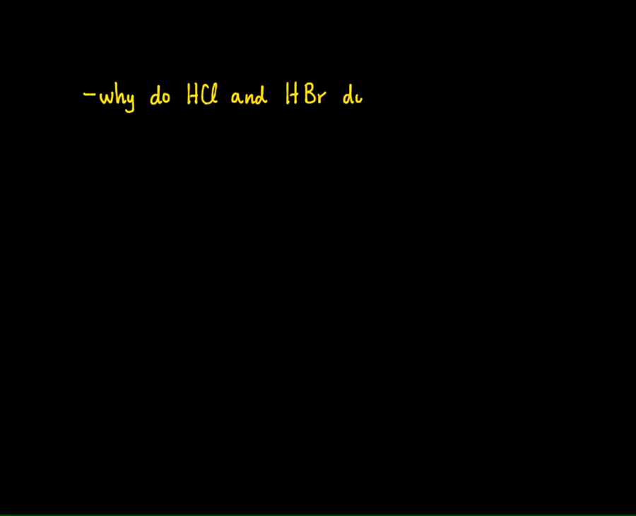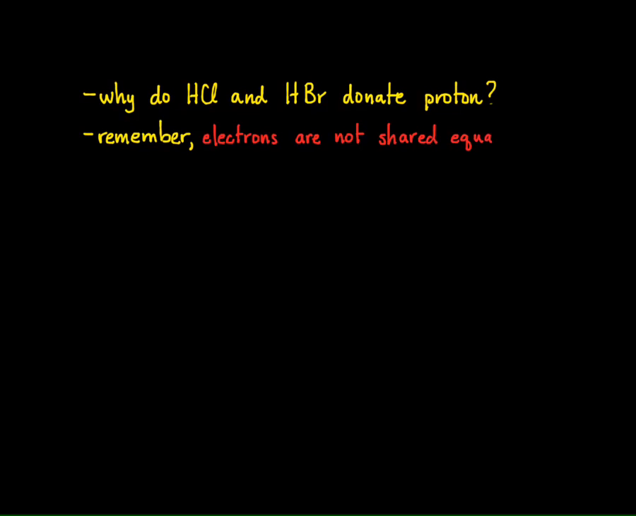Now, one of the questions often asked is why do HCl or HBr donate a proton to the alkene? And this is going to be a fundamental understanding of how the reaction takes place. So the first thing that we have to do is we have to remember that in an HCl or HBr bond, electrons are not shared equally between the two different atoms, right?